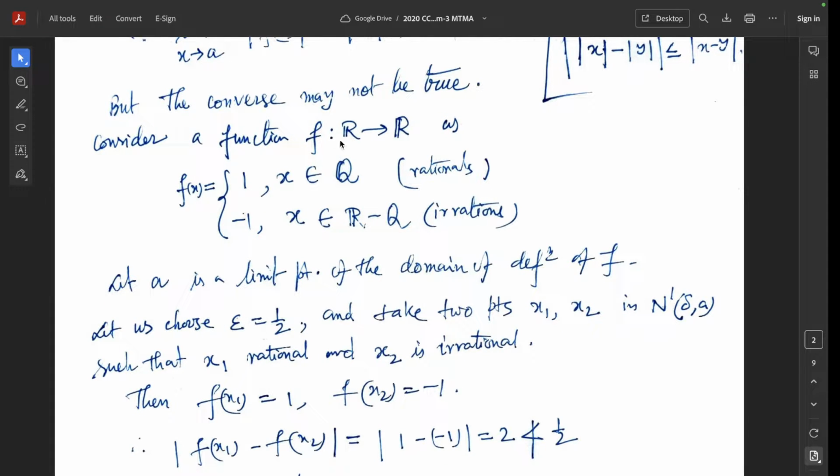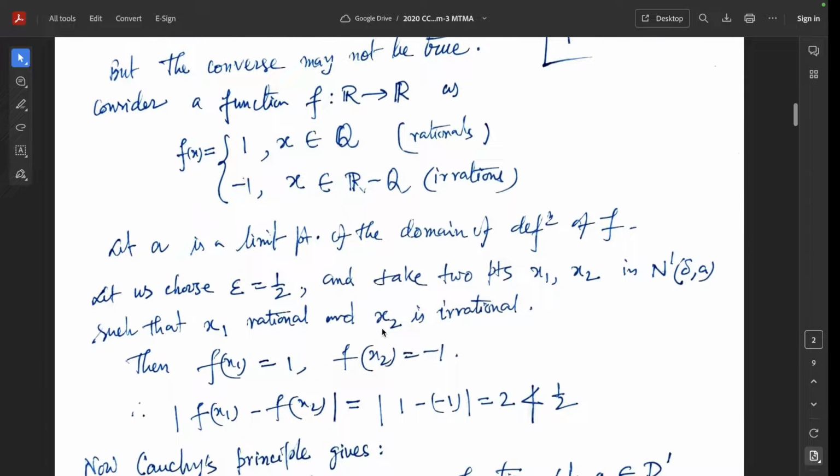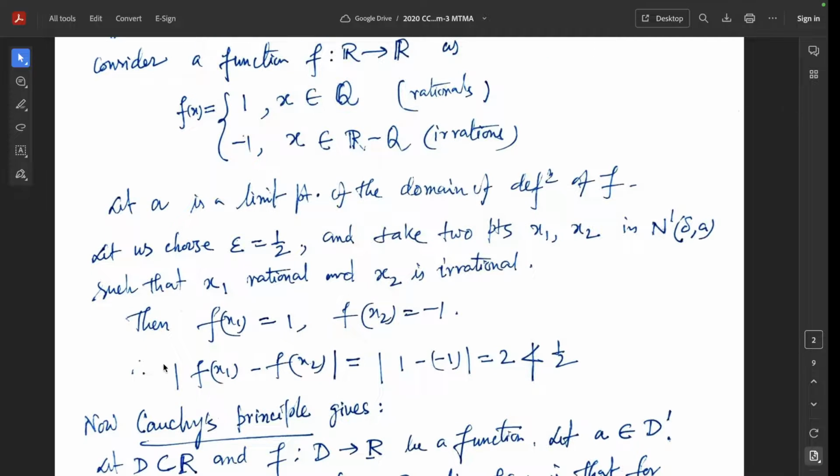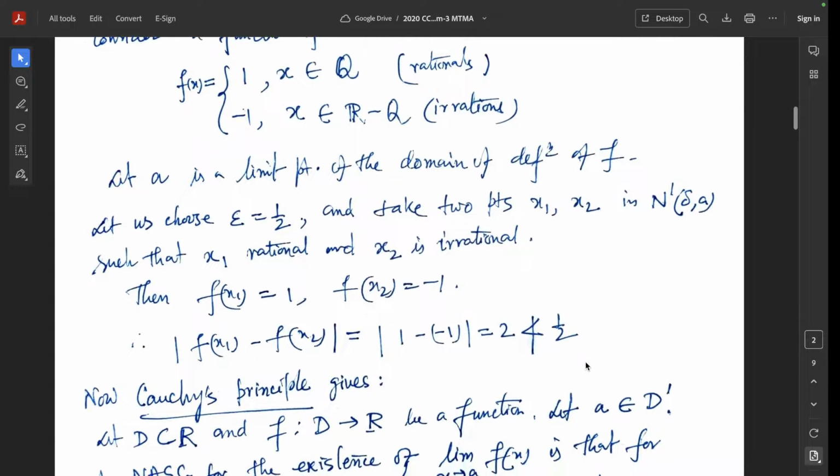Let us choose the domain to be the set of real numbers. Let us choose epsilon equal to half, and we take two arbitrary points x1, x2 in the deleted delta neighborhood of a. We choose any two real numbers such that x1 is rational and x2 is irrational. So f(x1) equals 1 and f(x2) equals minus 1 according to our choice. So mod of f(x1) minus f(x2) is equal to 1 minus minus 1, which is equal to 2, not less than half.